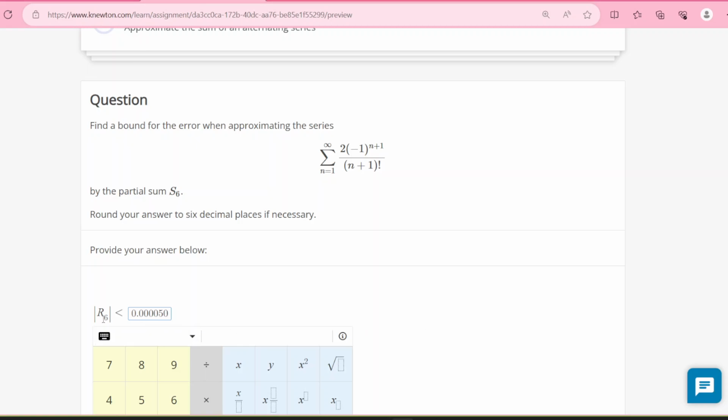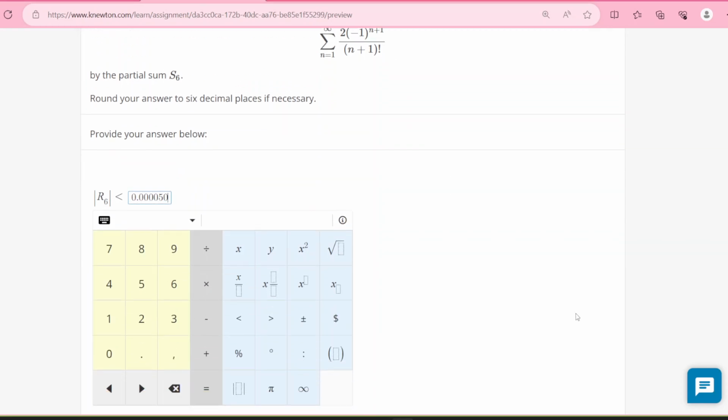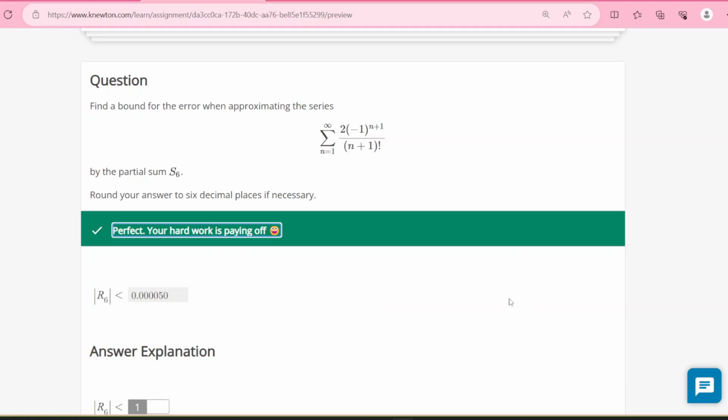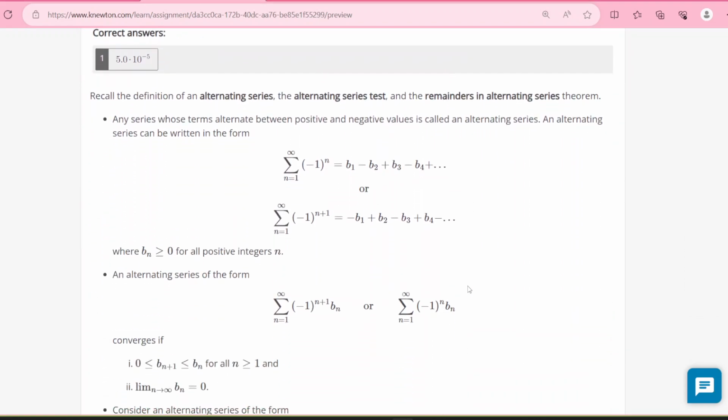So adding up the first 6 terms of this series will give us a very, very close approximation. You'll be within 500 thousandths of the actual sum, of what the sum converges to. Again, they run through that here.